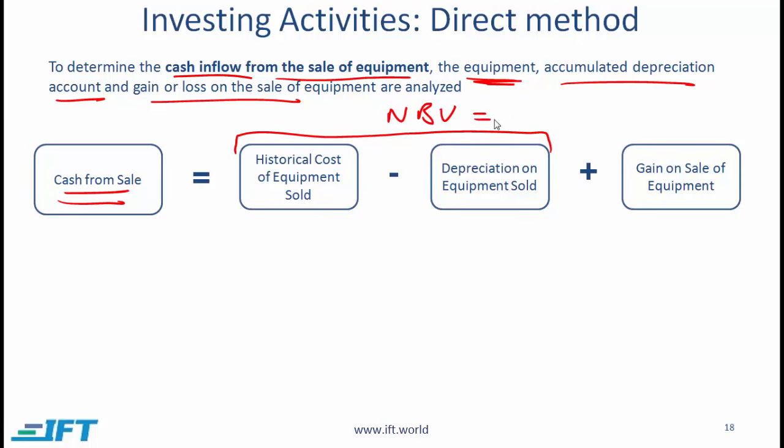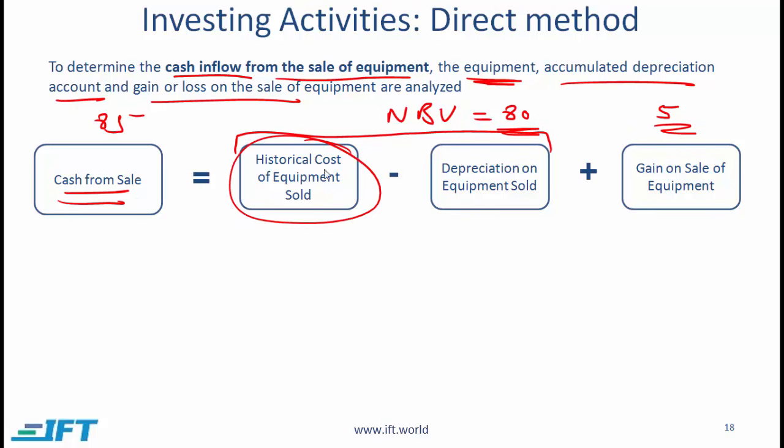Let's say that the net book value is equal to 80. And let's say that the gain on sale of equipment, which you can easily get from the income statement, is equal to 5. The cash from sale of the equipment would then clearly be 80 plus 5, which is 85.